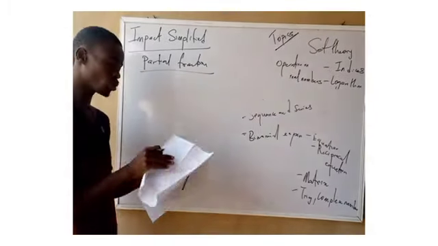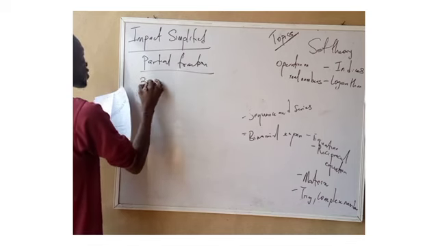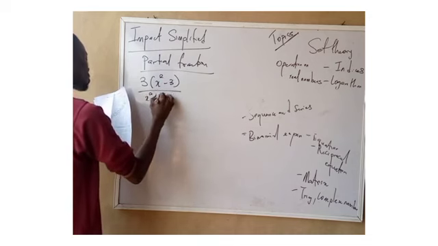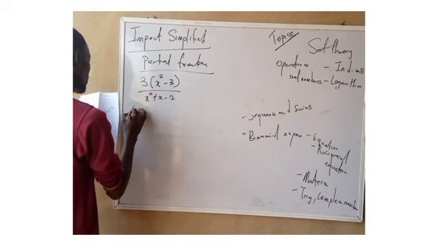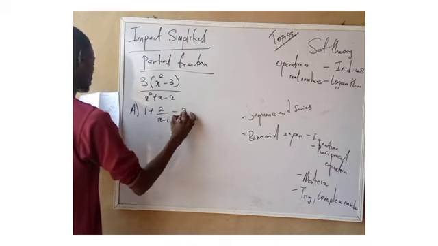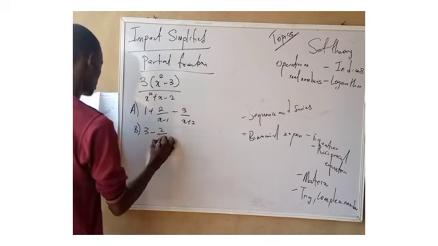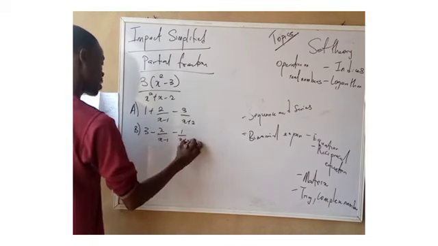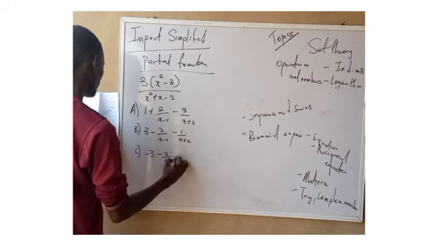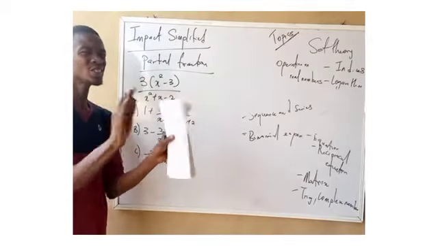Now, let us see how we can solve partial fraction. Let us assume that they are asking you to resolve 3x squared minus 3 over x squared plus x minus 2 into partial fractions. Mind you, they are going to give you options. They gave you option A as this, option B as this, and option C as this. Now they are asking you to resolve into what? A partial fraction.